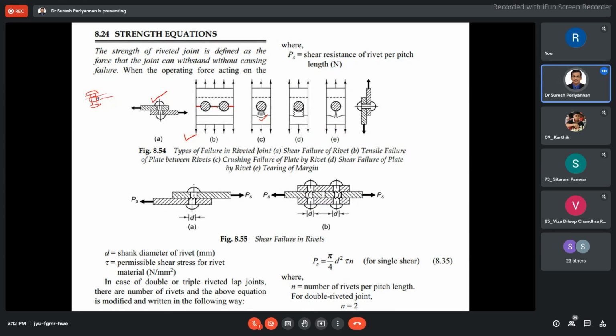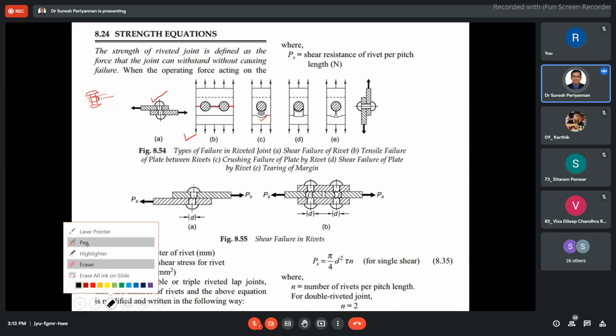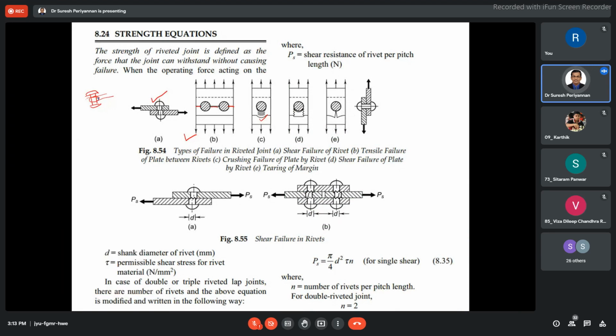When the plate undergoes shear failure, the plate is going to be broken here. This is shear failure. This is tearing of the margin: tearing of the plate means the plate tears from the margin. These are very important considerations for designing our rivet.